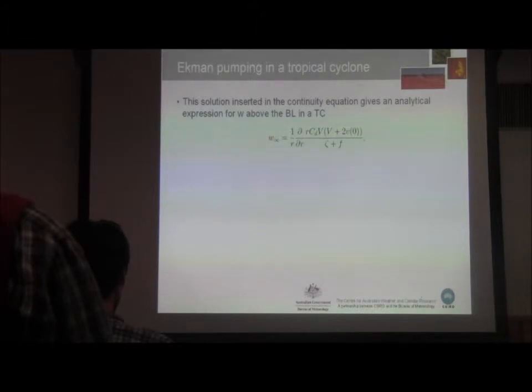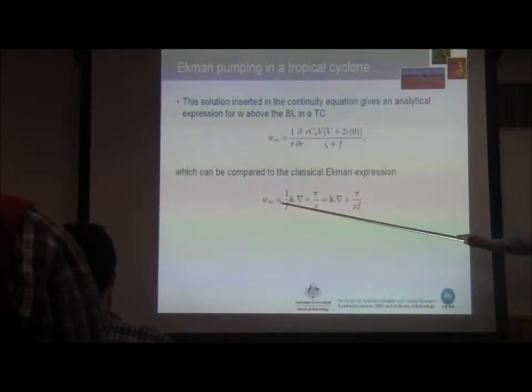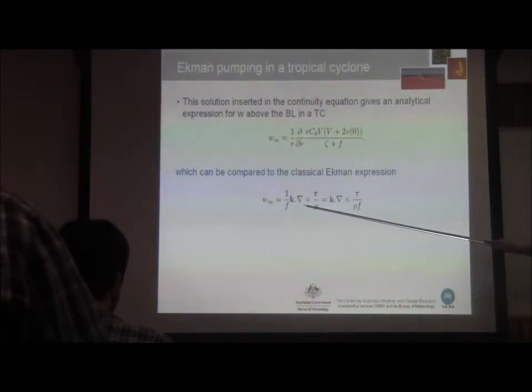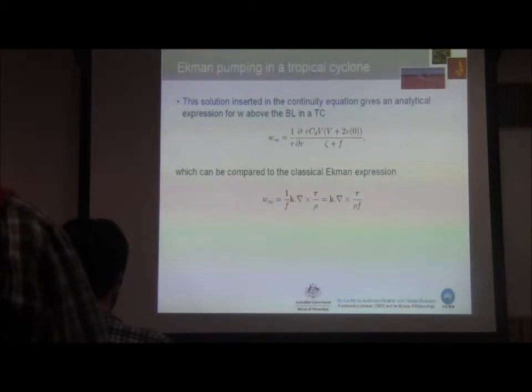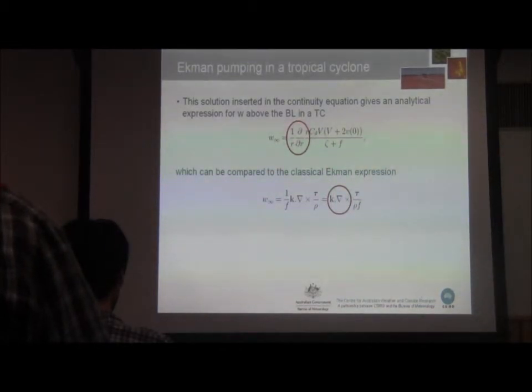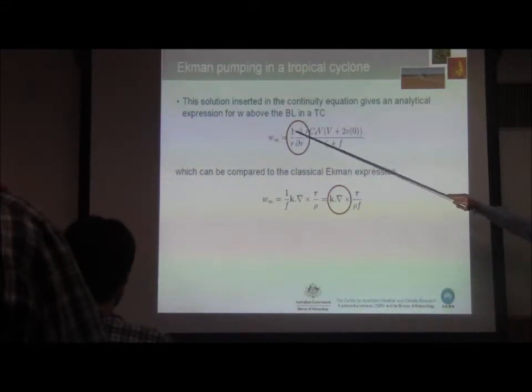When I wrote that paper, I didn't actually realise what an interesting equation this was. But if you compare that to the classic Ekman equation, this is the classic Ekman expression, so it's 1 on F times the curl of the stress. And the classic Ekman theory is done on an F plane, so we could take F inside the curl operator. And now let's compare these two expressions. This bit that's circled is simply the curl operator. This is curl in cylindrical coordinates, in axisymmetric cylindrical coordinates.